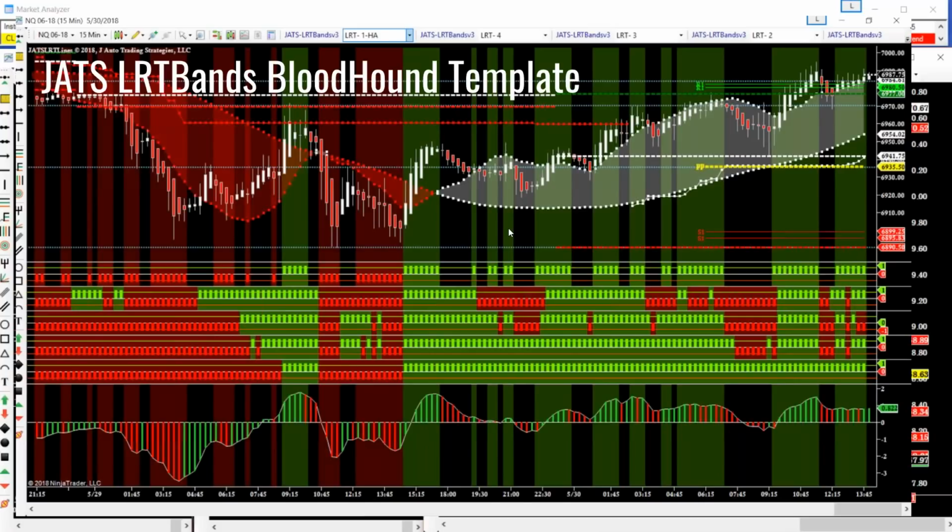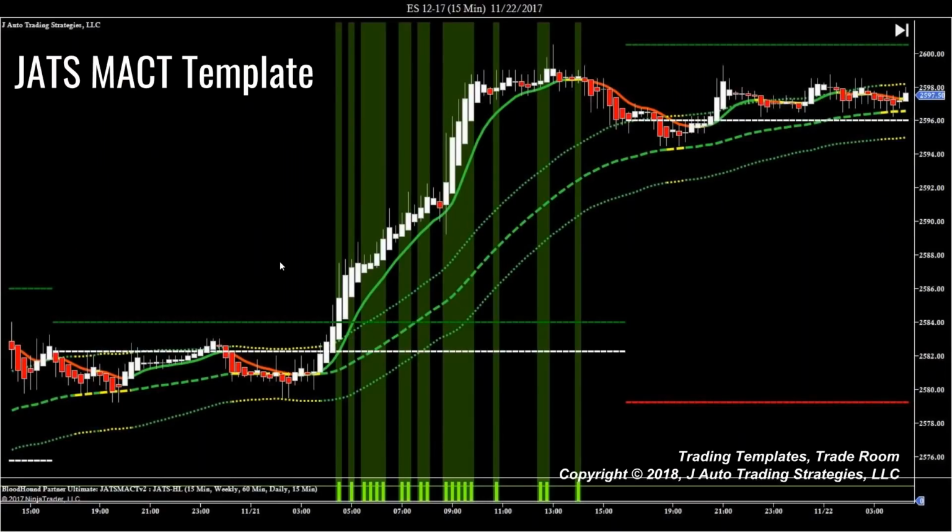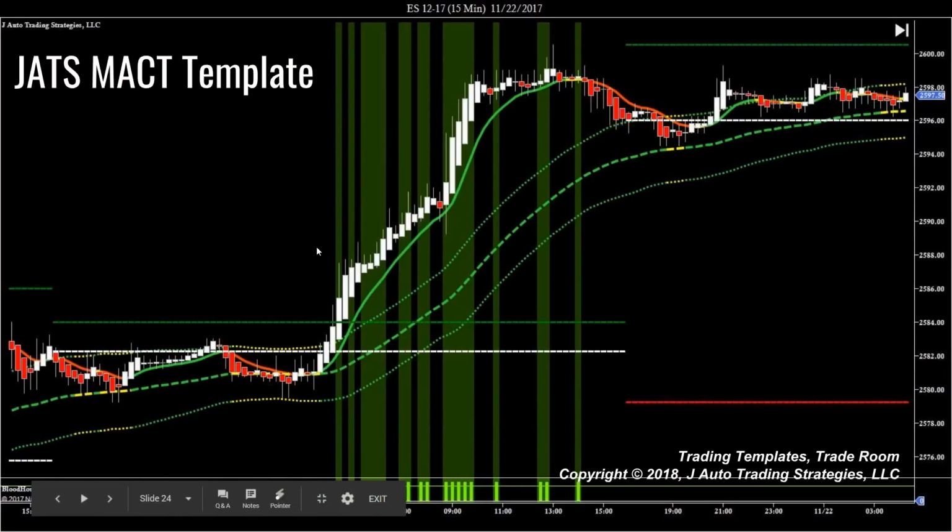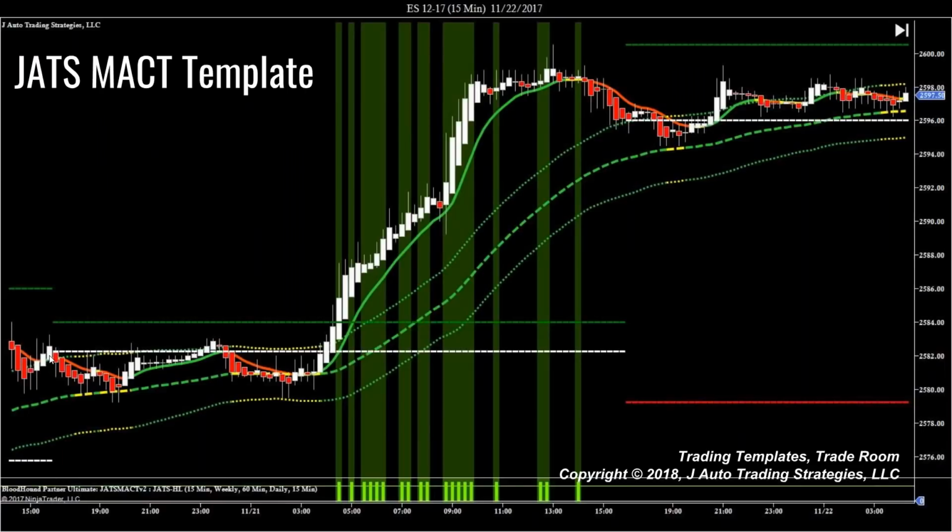And we'll be taking a look at the charts in just a few seconds. This is the MACT template. This is the market analyzer chart template. And I have these different components on a chart now, if you would like to put them on a 15-minute chart. And this can really show you the range expanding outside of an area.